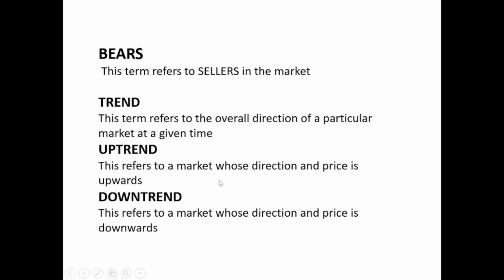Now, uptrend. This refers to a market whose direction and price is upward. Now, listen to this. Longs, buys, bulls, uptrend, they are in one category. When the market is moving in an uptrend, that's where all traders that are buying are in their favor, all traders that are going bullish, and it's also called long. Now, downtrend. This refers to a market whose direction and price is downwards. Whenever the market is moving downwards, we call it downtrend, and the market is moving in favor of the sellers.